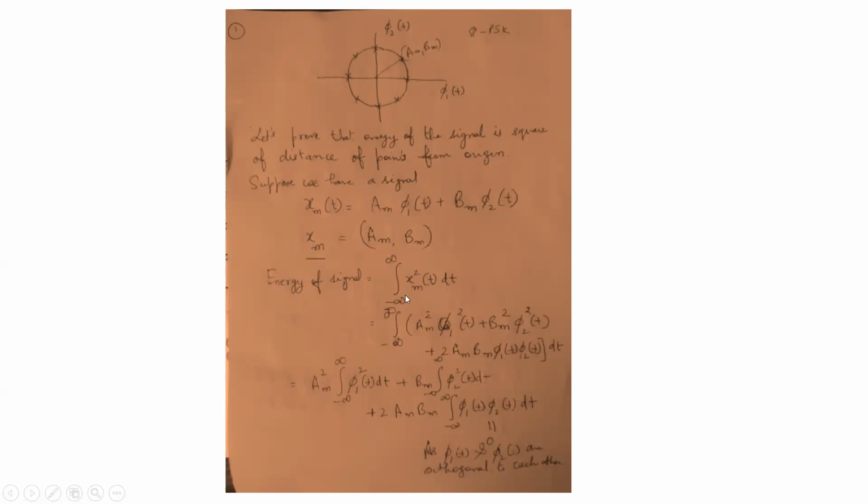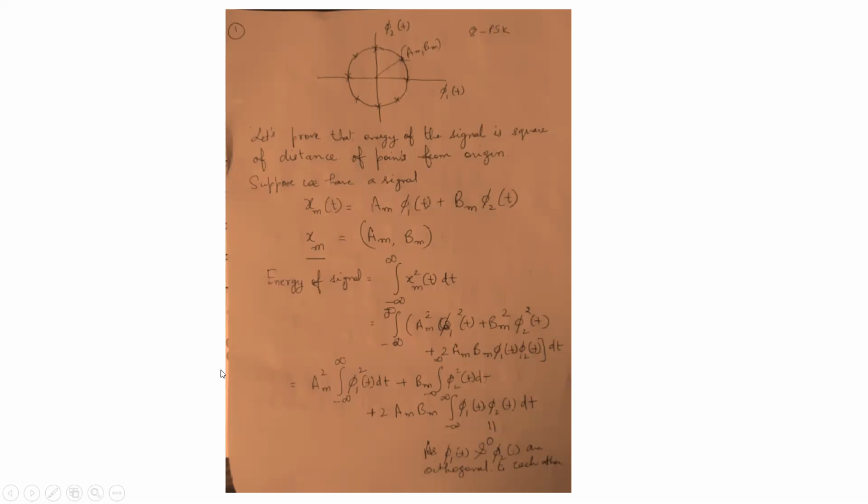It is the integral from minus infinity to plus infinity of xm square t dt. So I use xm(t) here: AM square phi1 square t plus BM square phi2 square t. I open the square, and there is a cross term 2 AM BM phi1(t) phi2(t) dt. Since the integral of phi1(t) phi2(t) dt is 0, because the two signals are orthogonal to each other, the third factor is 0.